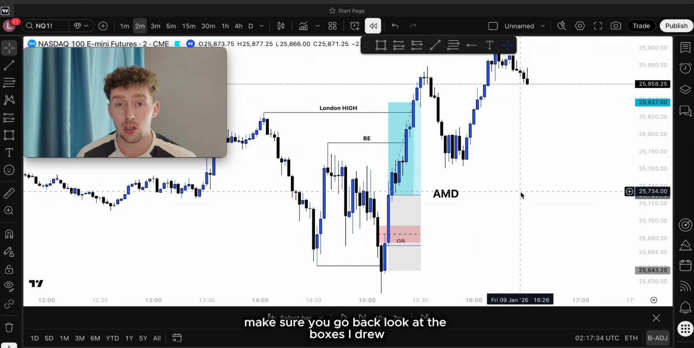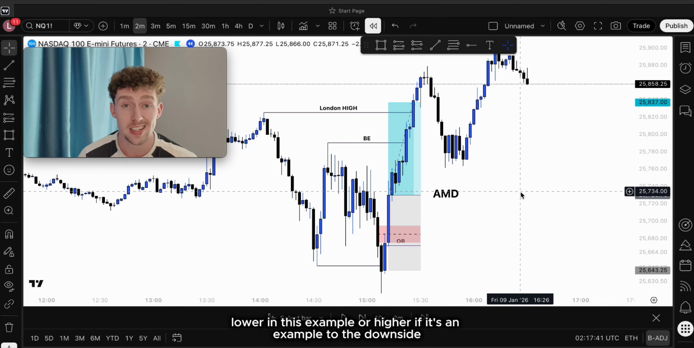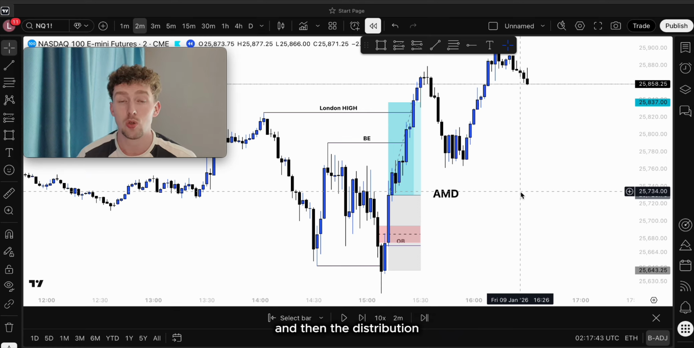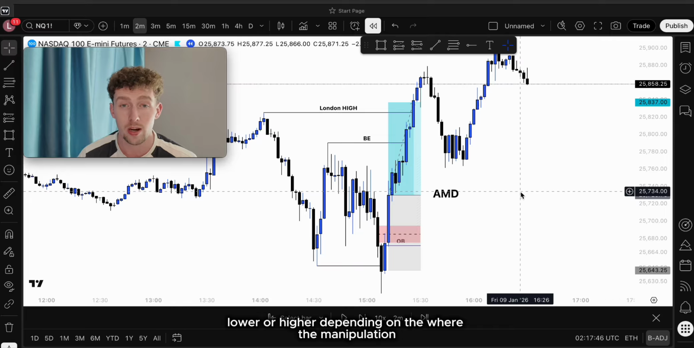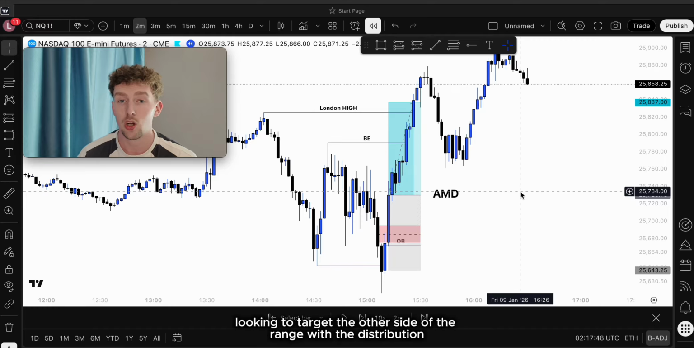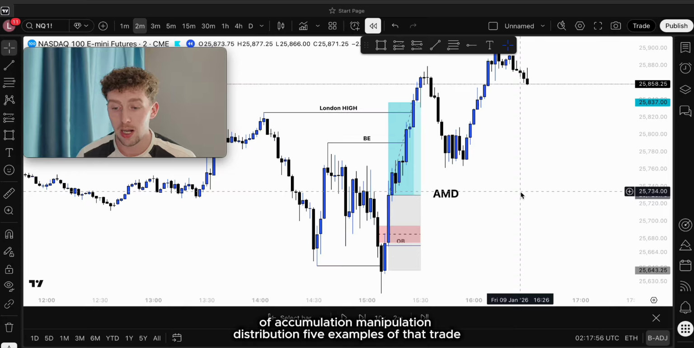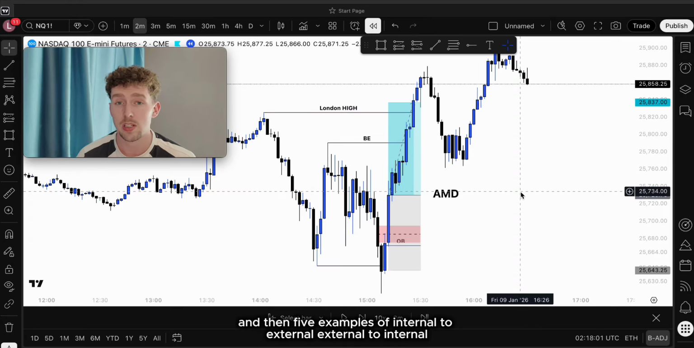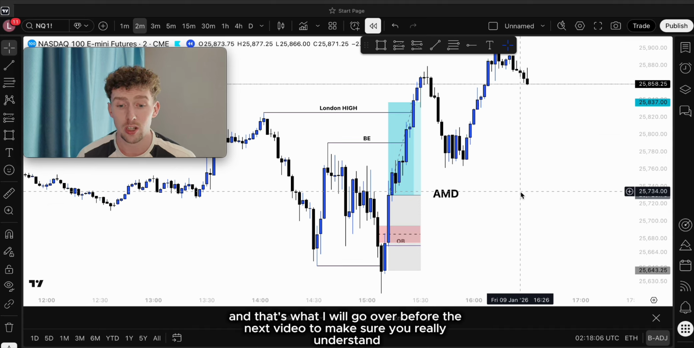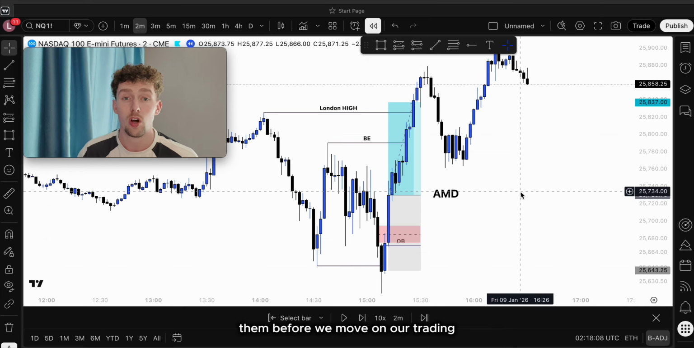Make sure you go back and look at the boxes I drew. Make sure you understand the AMD: the accumulation, manipulation lower in this example, or higher if it's an example to the downside, and then the distribution lower or higher depending on where the manipulation went. We're obviously looking to target the other side of the range with the distribution. Make sure before the next video you find 5 examples of accumulation, manipulation, distribution, 5 examples of that trade, and then 5 examples of internal to external and external to internal, and that's what I will go over before the next video to make sure you really understand them before we move on in our trading.